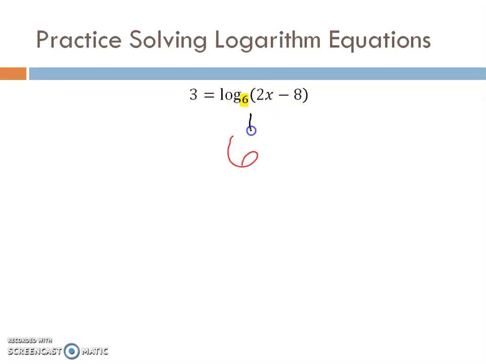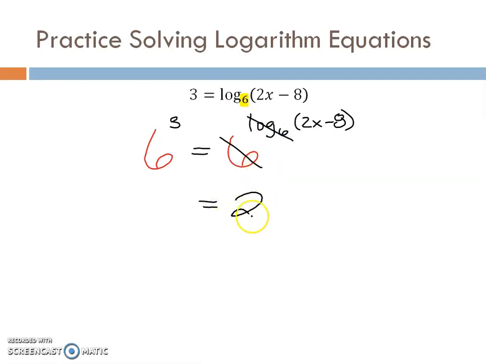That log base 6 of 2x minus 8, exponentiating means it moves up into the exponent. So I have to do the same thing on the other side, which means I'm going to have a 6, and then that 3 moves up in the exponent over here. Okay, so this is my exponentiating step. How did I know to use that 6? Because there's a base of 6 in that logarithm. Now we are going to look to cancel.